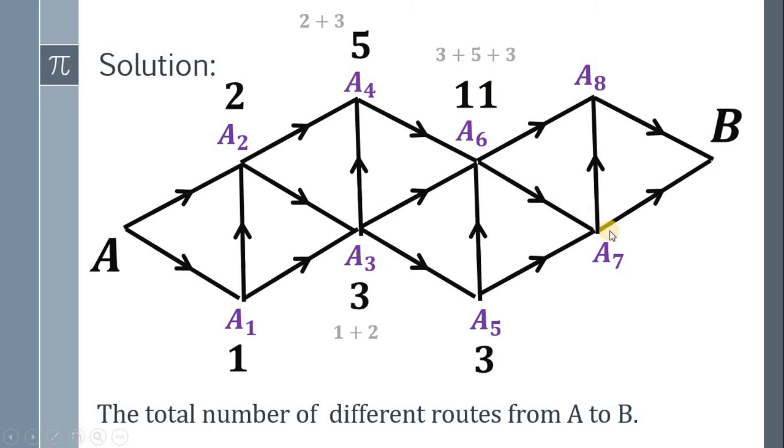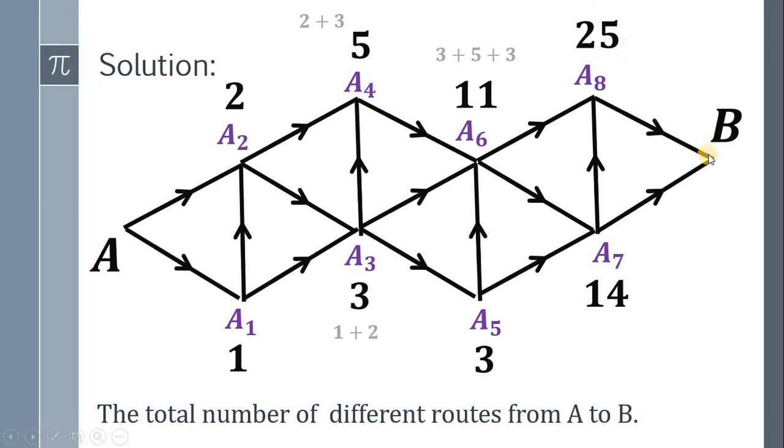Now, we keep going. How many different routes from A to A sub 7? It is the sum of A sub 5 and A sub 6, which is 3 plus 11, or simply 14 different routes. Now, how about A sub 8? It is just the sum of A sub 6 and A sub 7. So 11 plus 14 will give us 25.